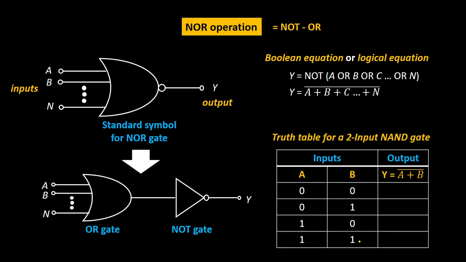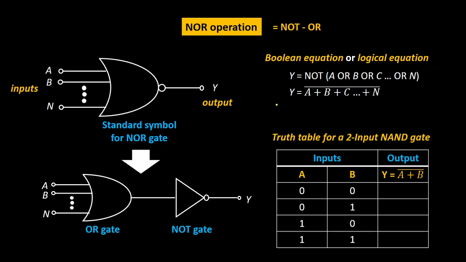So this is the truth table for the 2 input NOR gate. You can see all possible inputs have been written down, and we are supposed to find what will be present at the output. For 2 inputs A and B, the output will be the complement of A plus B. So first we will find A plus B and then complement it.